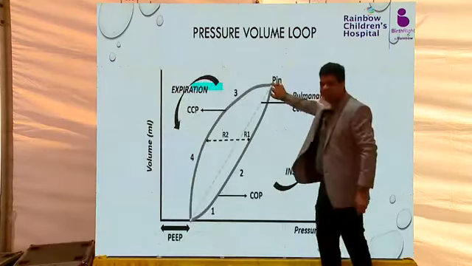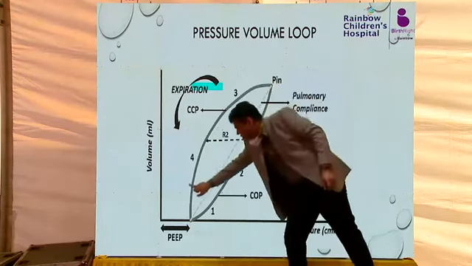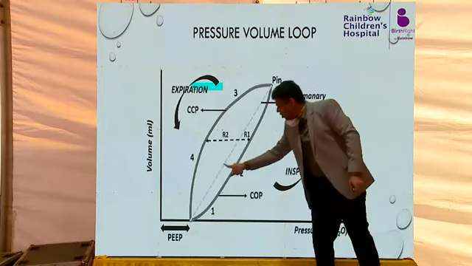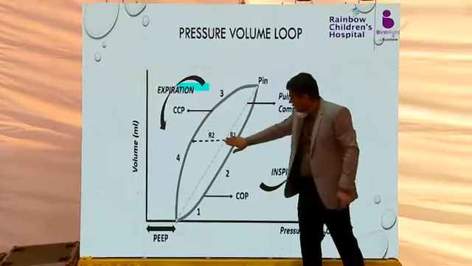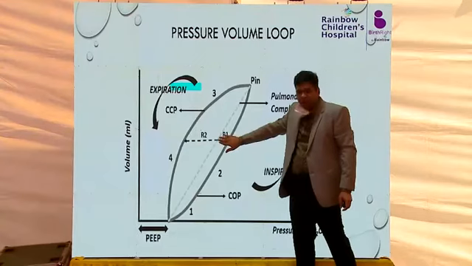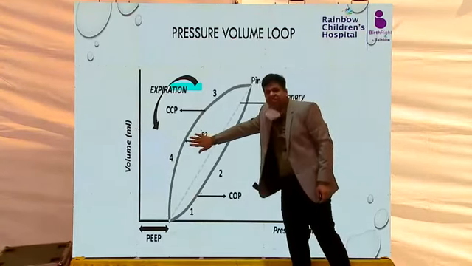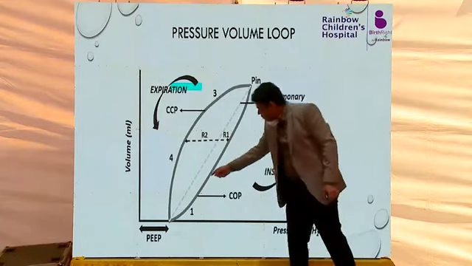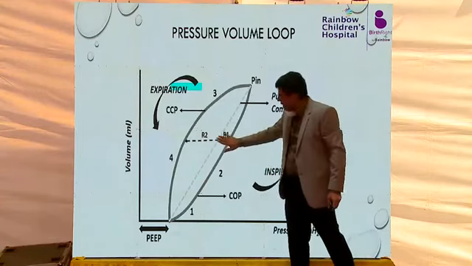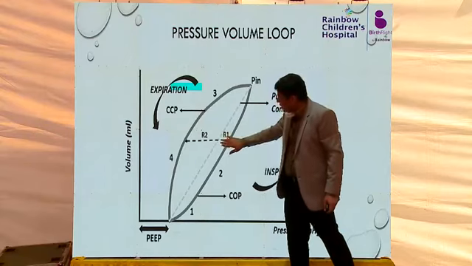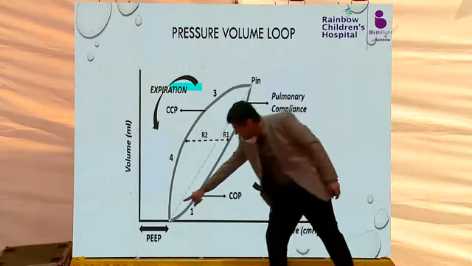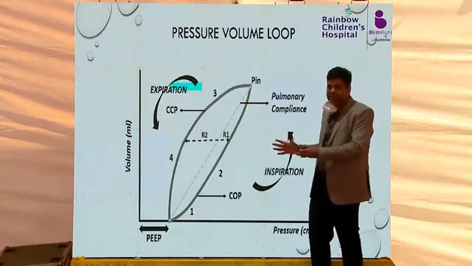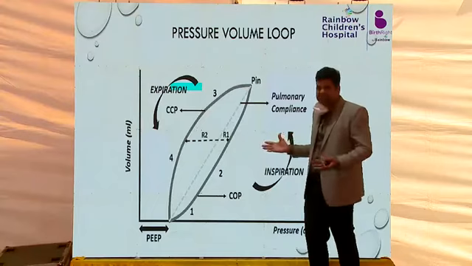So that's the point where inspiration ends, and then the breath goes into expiration. This curve is called the compliance curve. This is the resistance encountered during inspiration, and this is the resistance encountered during expiration. Resistance, this was because of the elastic thing, compliance, and this resistance. If there had been no resistance, it would have been a straight line. The loop is formed because of the resistance, and that is called hysteresis.